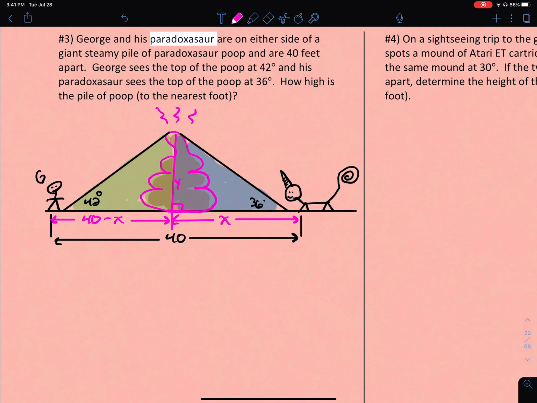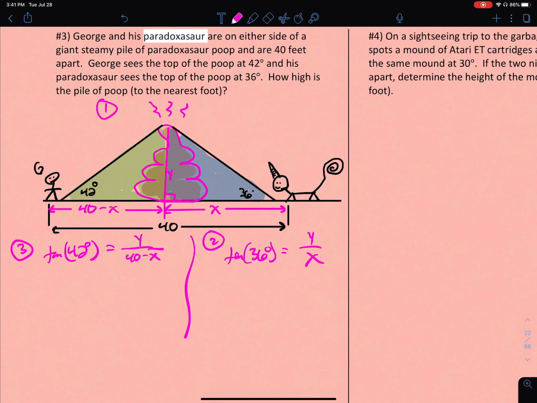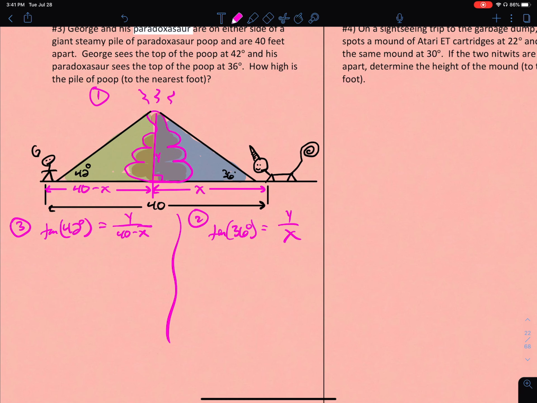This is going to get crazy, okay? It's going to get so crazy. Let's make the equation for the Paradoxosaur first. Tangent of 36 degrees equals y over x. We can't solve it. There are two variables. Awkward. Let's make an equation for George. Tangent of 42 degrees. My degree symbol sometimes gets so big it looks like it's a 0. Equals y over 40 minus x. Oh, we can't solve that. There's two variables.